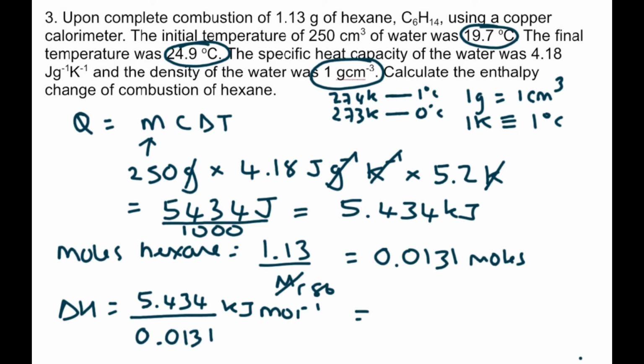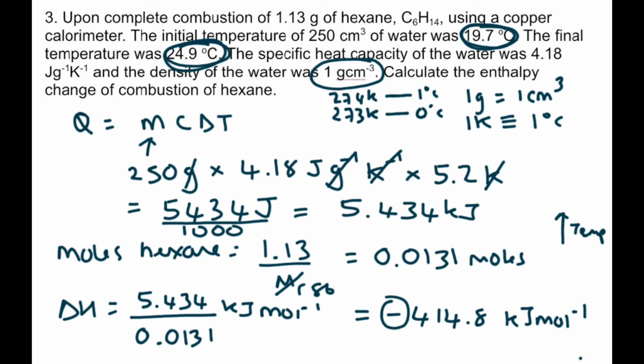0.0131, and that gives us our answer of 414.8. I mean, you could round it up to 415 kilojoules per mole. And then finally, don't forget that the temperature has increased. When the temperature increases, that means that it is an exothermic reaction, so don't forget to put your minus in. Okay, so that's how you calculate enthalpy change through an experiment.